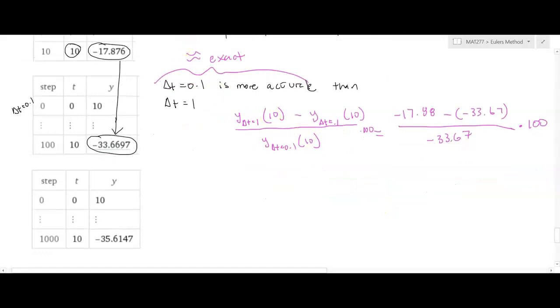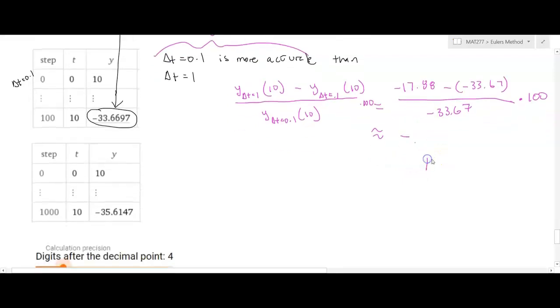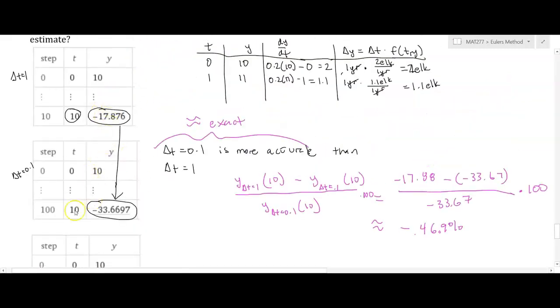Which comes out to about negative 46.9%. Okay, that's huge, right? That's a huge change in the estimate from one step size to the next.